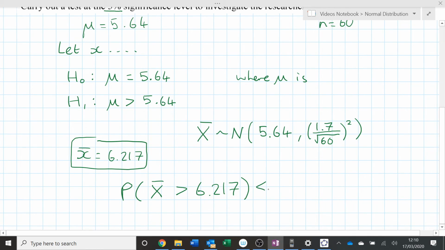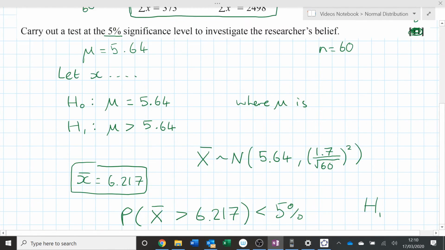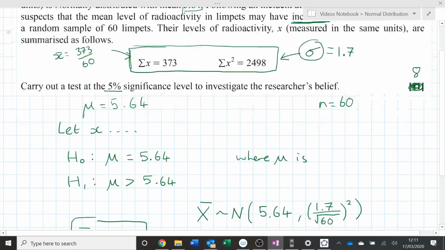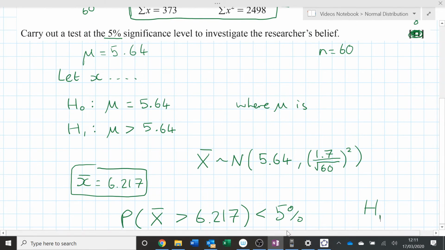So I'm going to conclude now, we got a value that's less than 5%. We're going to reject the null hypothesis. We're going to go with H1. And we would then conclude to say there is sufficient evidence to suggest that due to the incident at the power station, the level of radioactivity in lipids has increased, and so that would be what we have there.